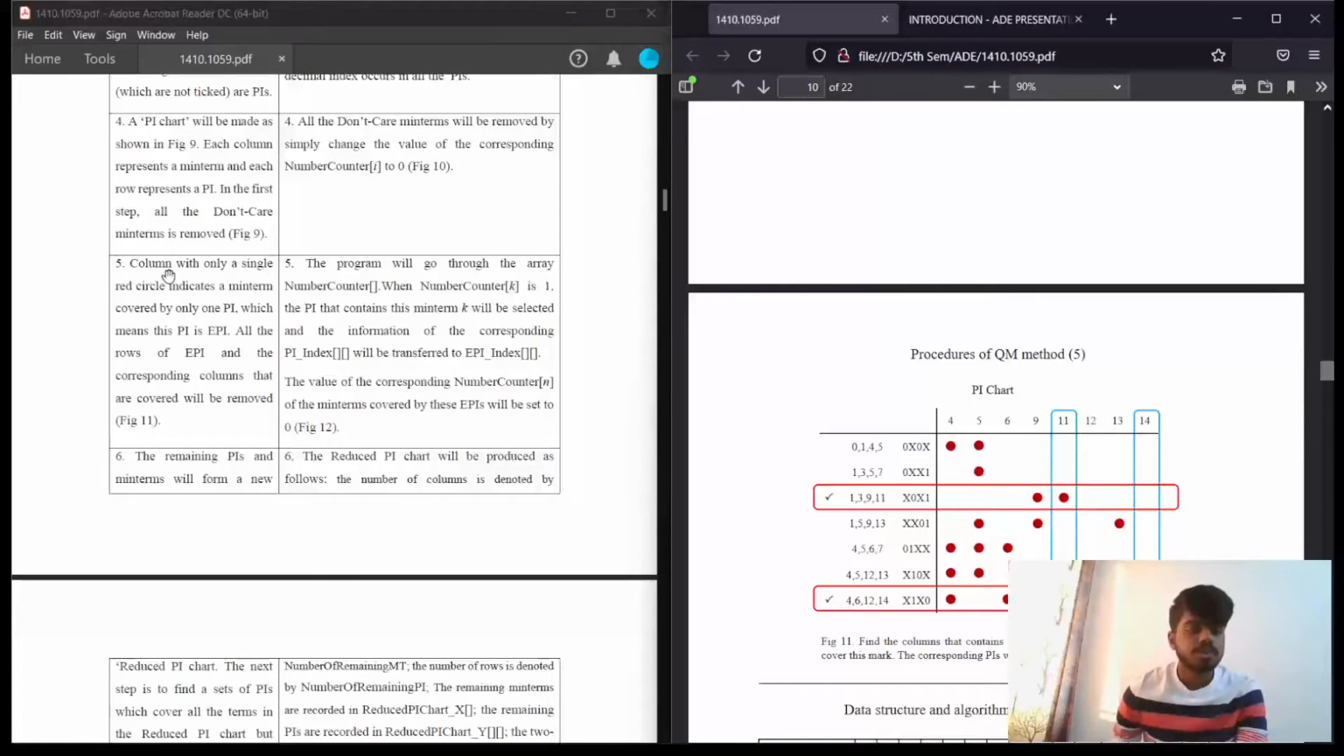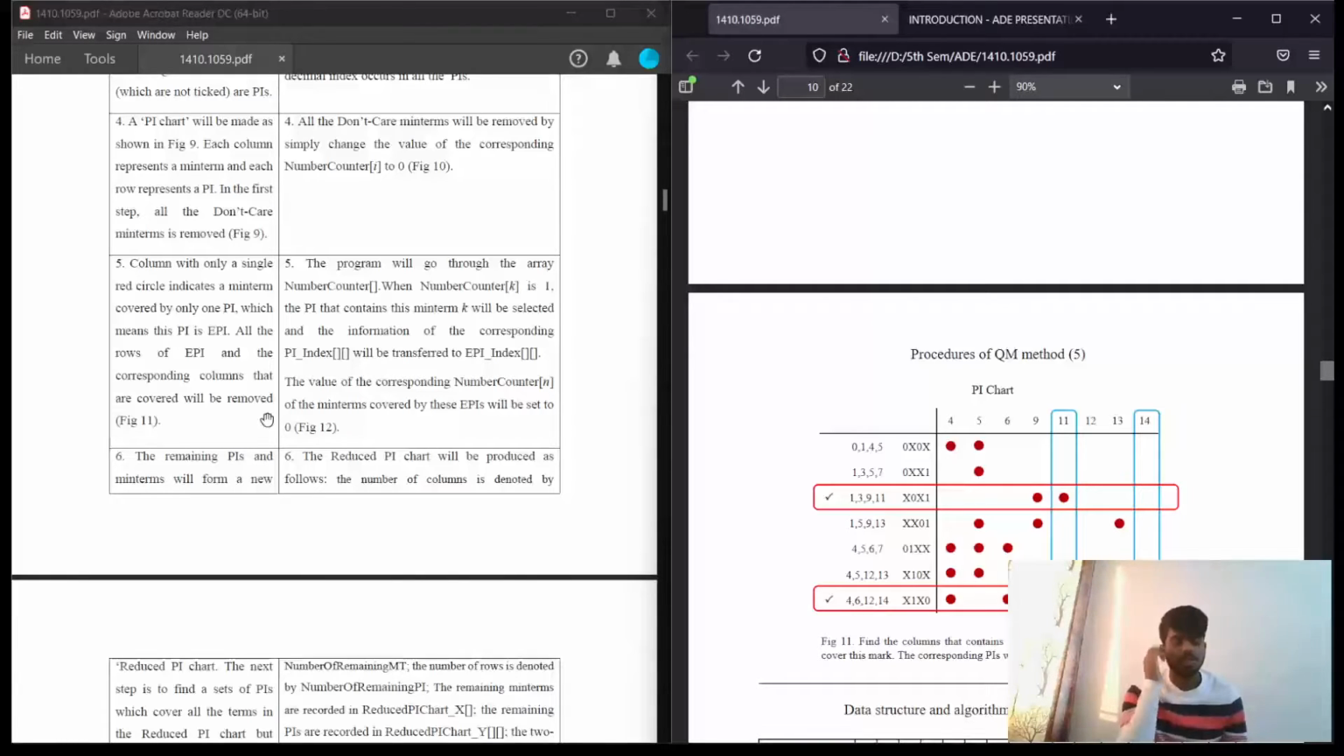In the paper, a column with only one single red circle indicates a min term covered by only one prime implicant, which means that this prime implicant is an EPI. All the rows of this EPI and the corresponding columns that are covered will be removed. So this is the most important part. We actually find out essential prime implicants.